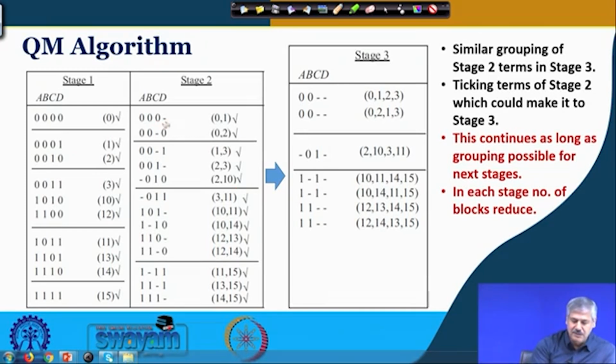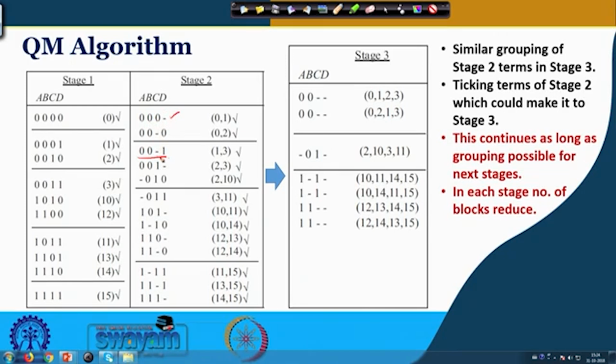So, 0 1 0 dash and 1 3 0 0 1 0 0 dash 1, are they differing in only one position? No. 0 0 0 0 is fine, but 0 and dash and 1. Okay. So, because of which we cannot combine these two, because they differ in two positions.